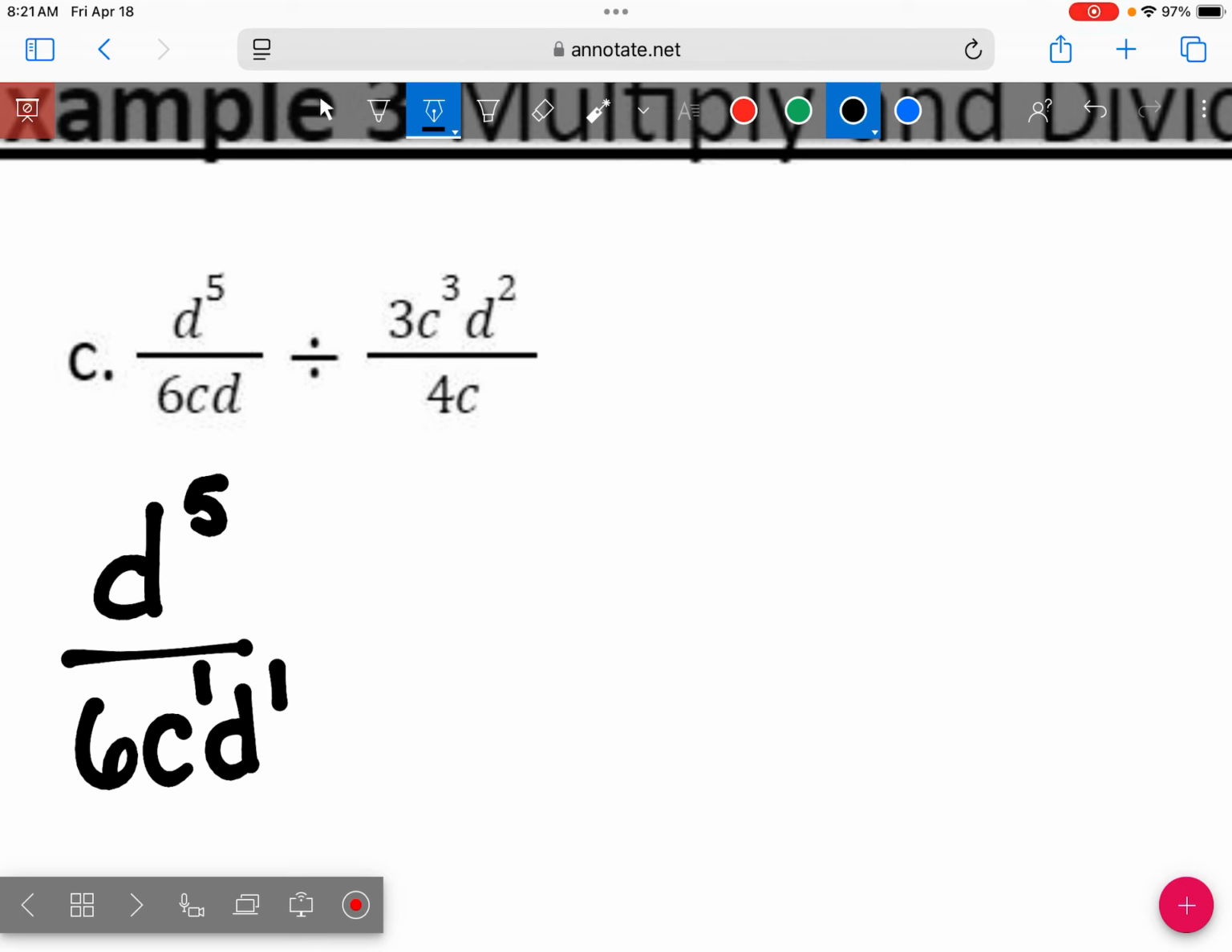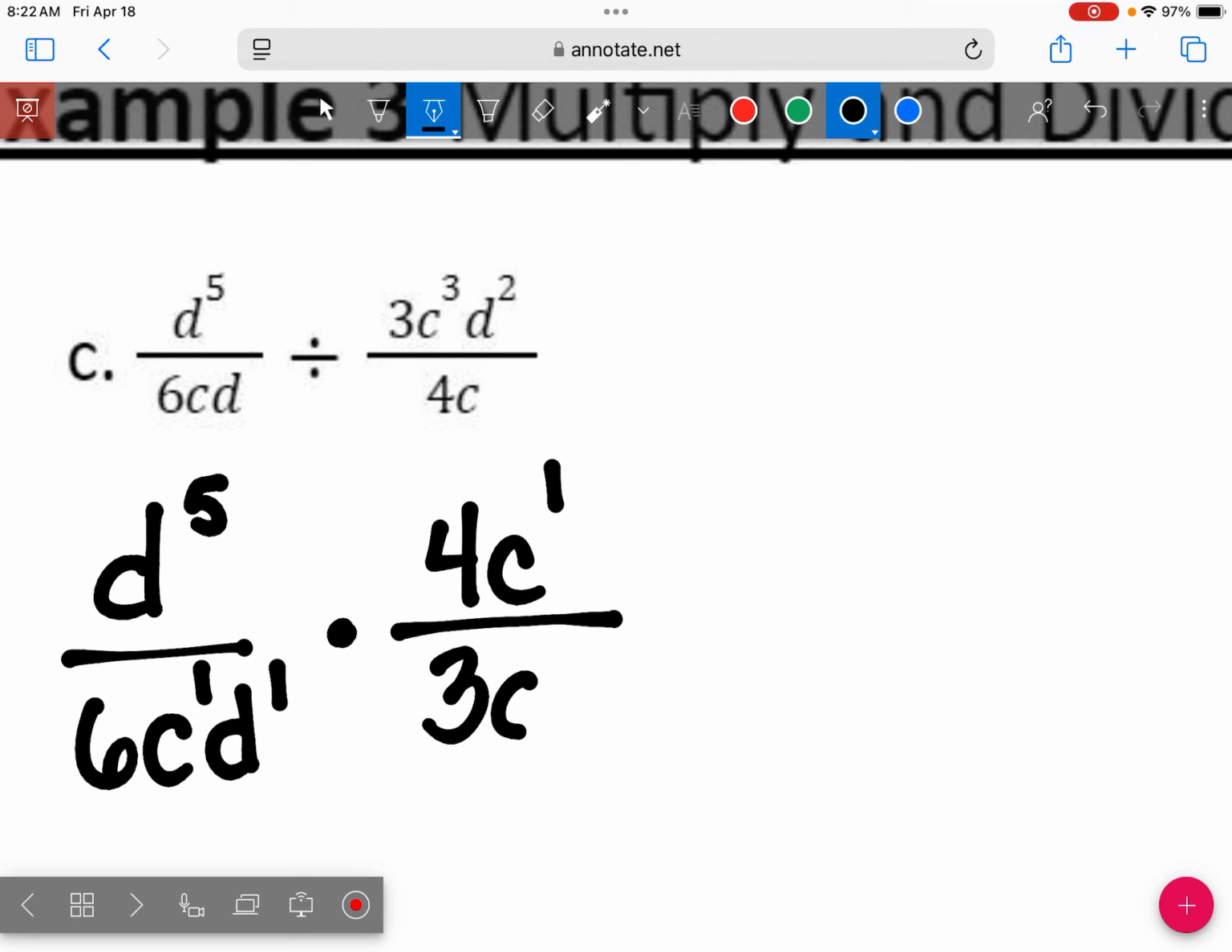And I always put my little exponents when there's not one there. Change the division sign to multiplication and flip. So 4C moves up. 3C cubed D squared moves down. All right, now we're ready to multiply.